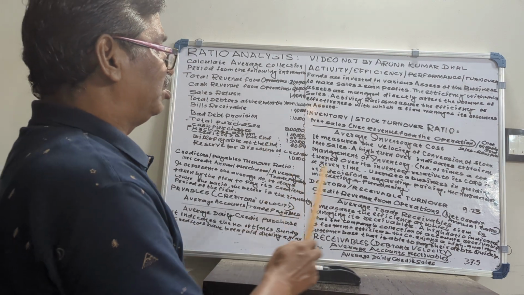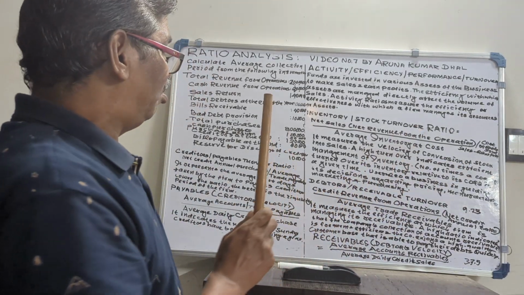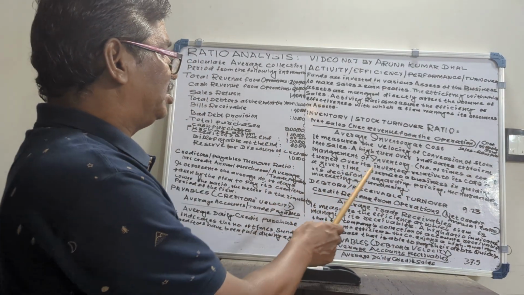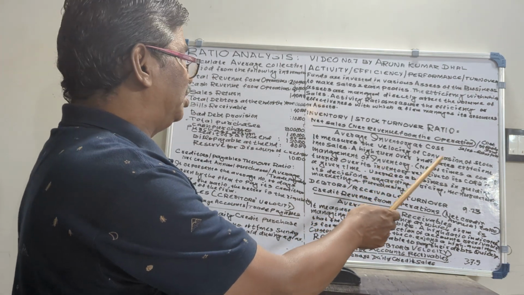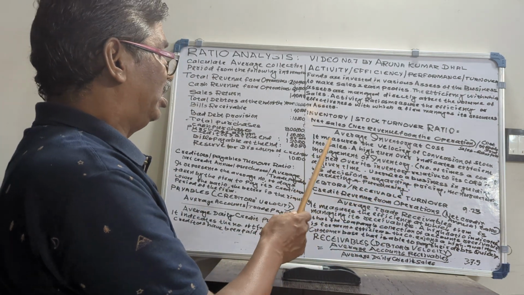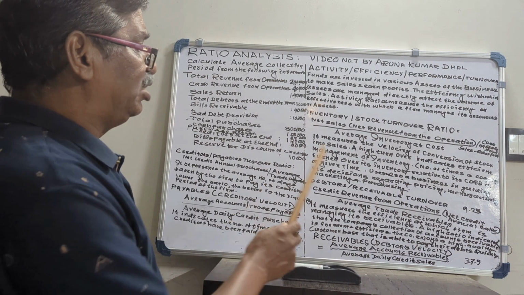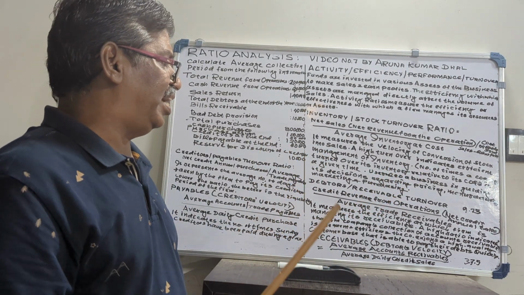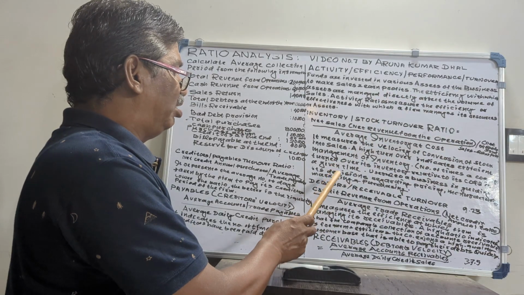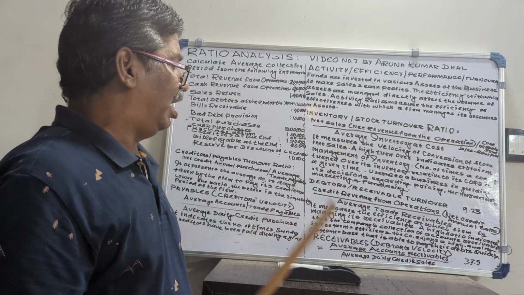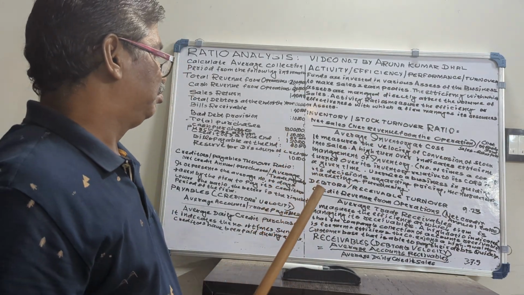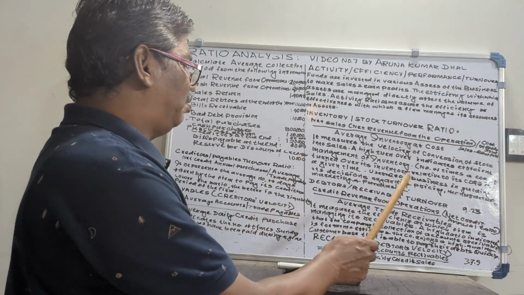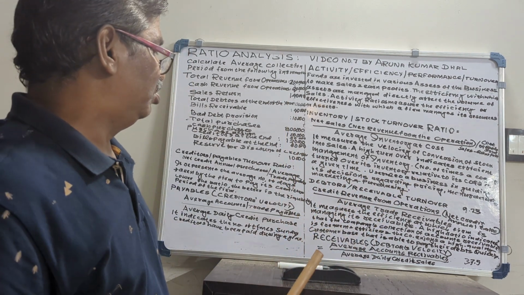It gives us the number of times a company turns over its inventory related to its cost of goods sold in a given time. It is very useful to a business in guiding its decisions regarding pricing, manufacturing, marketing and purchasing. Then debtor or receivable turnover ratio.